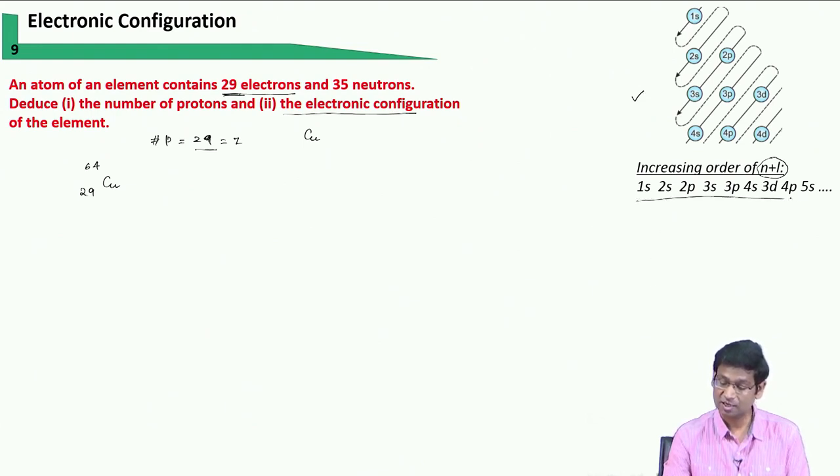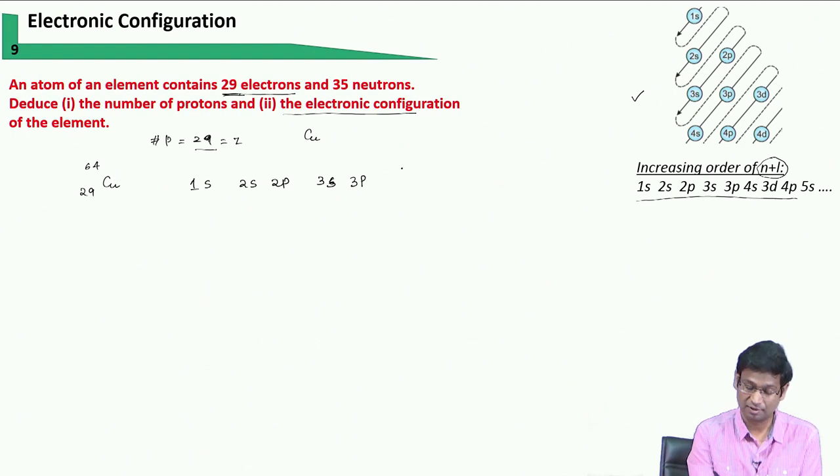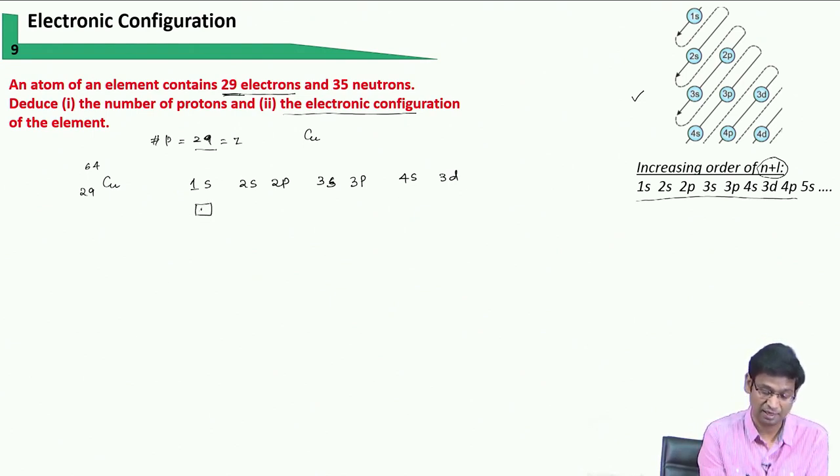Now, this is the increasing order of n plus l that is given here. So, let us write down 1s, 2s, 2p, 3s, 3p. After 3p I will not write 3d, rather I will write 4s, because 4s has n plus l of 4, and 3d has n plus l of 5. So, let us try to fill the electrons from lower.